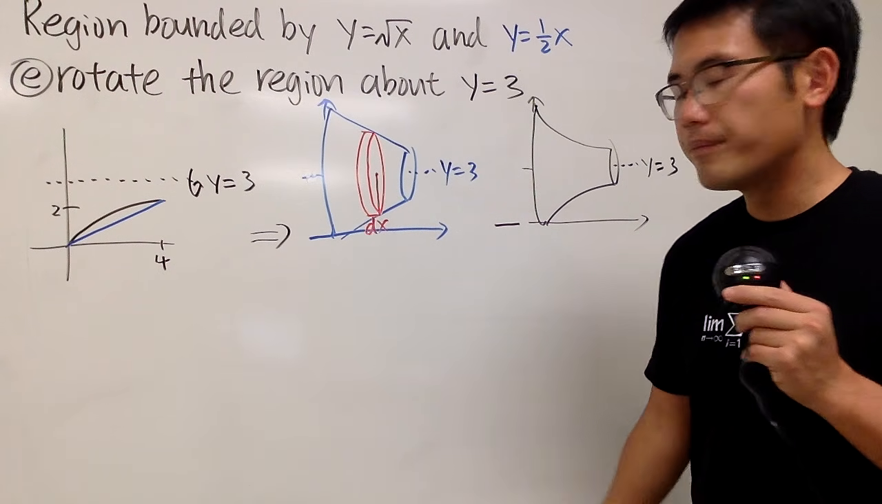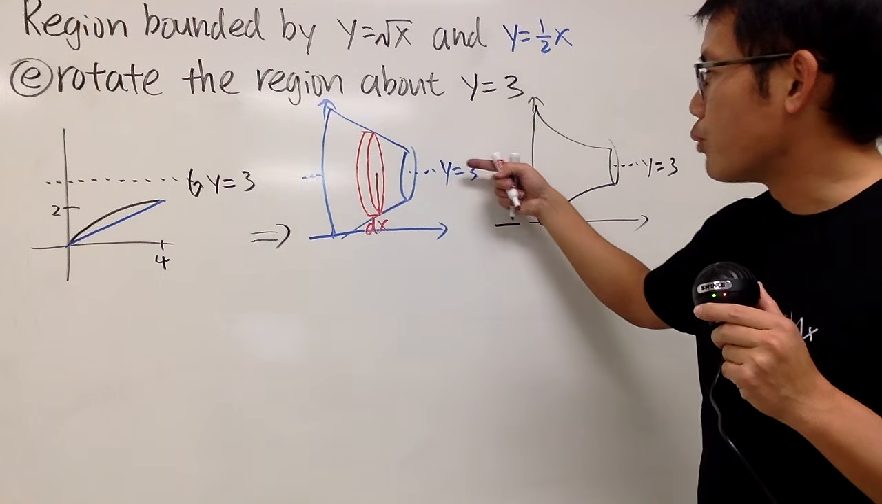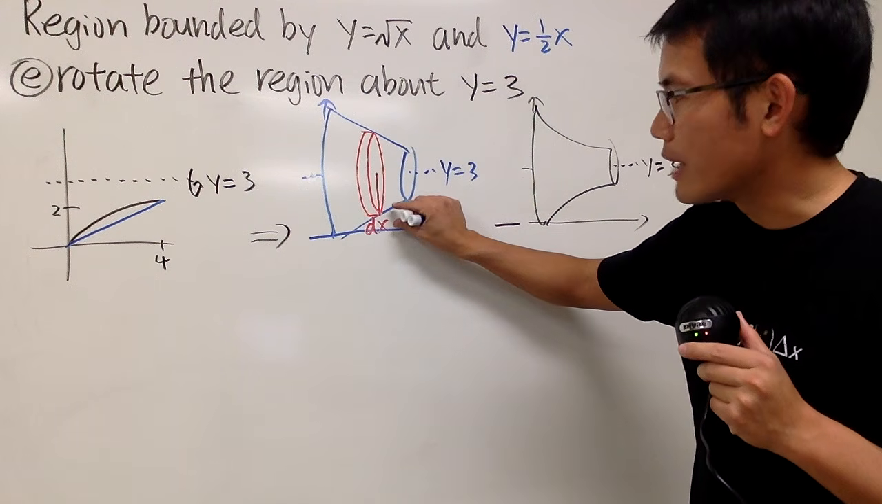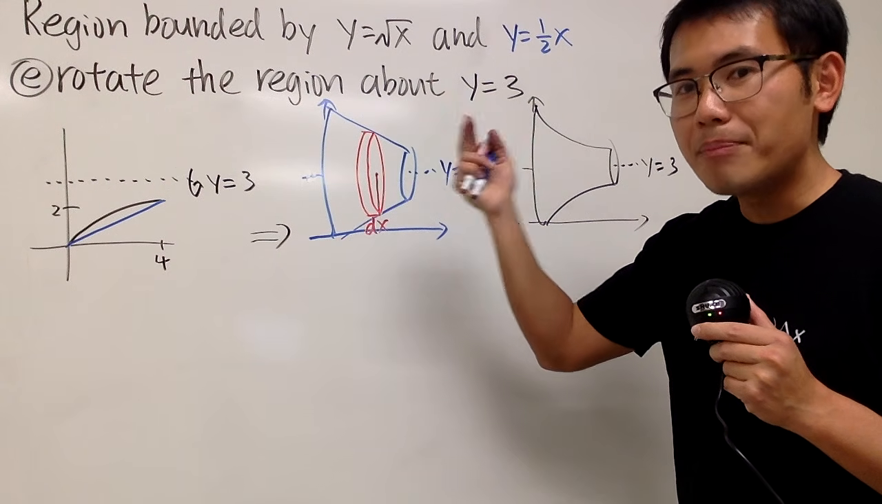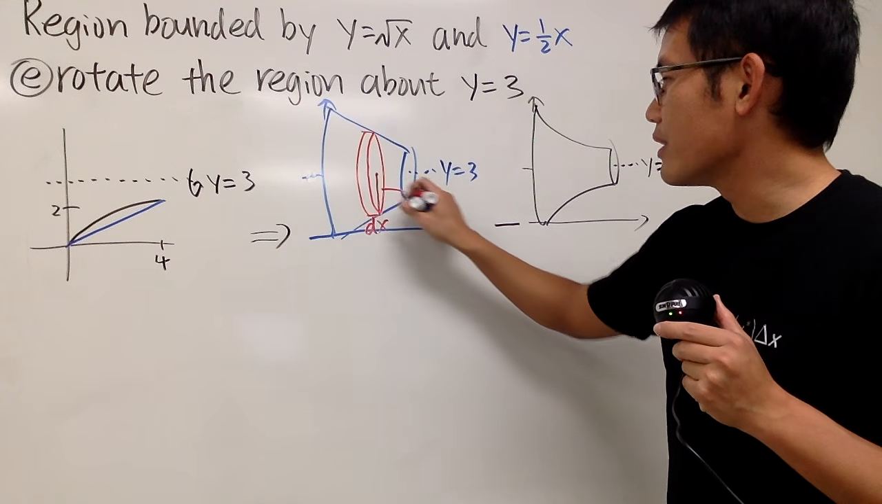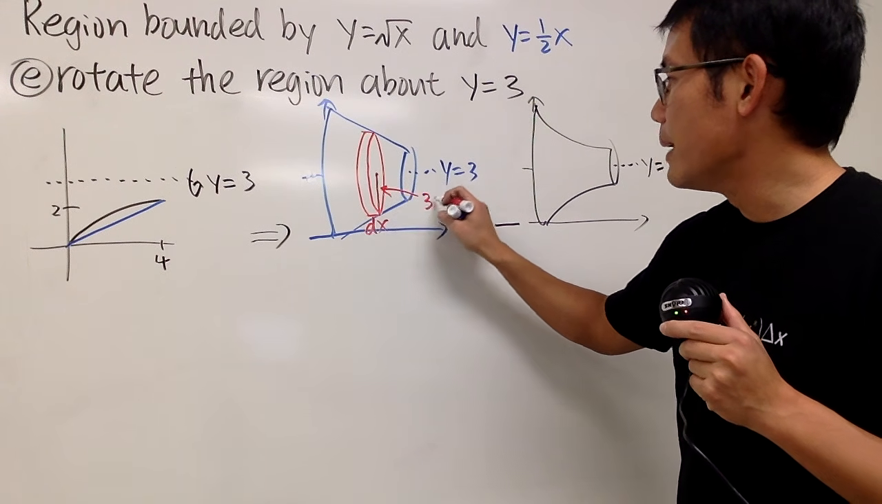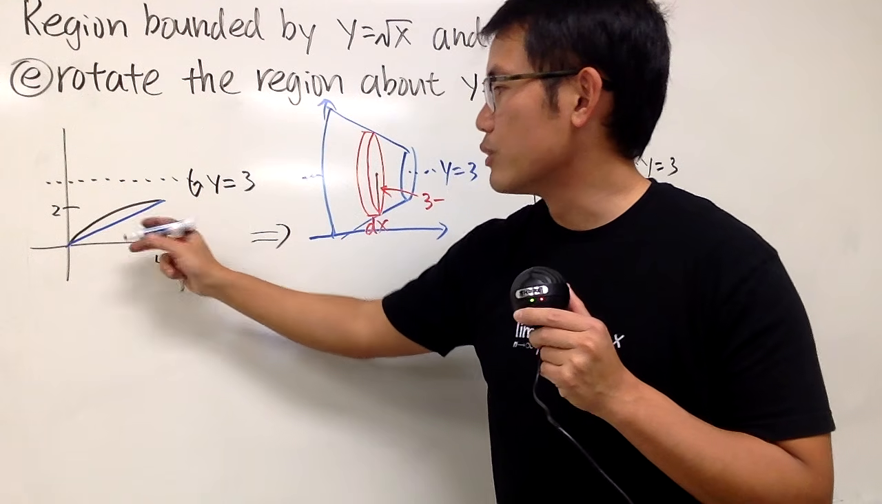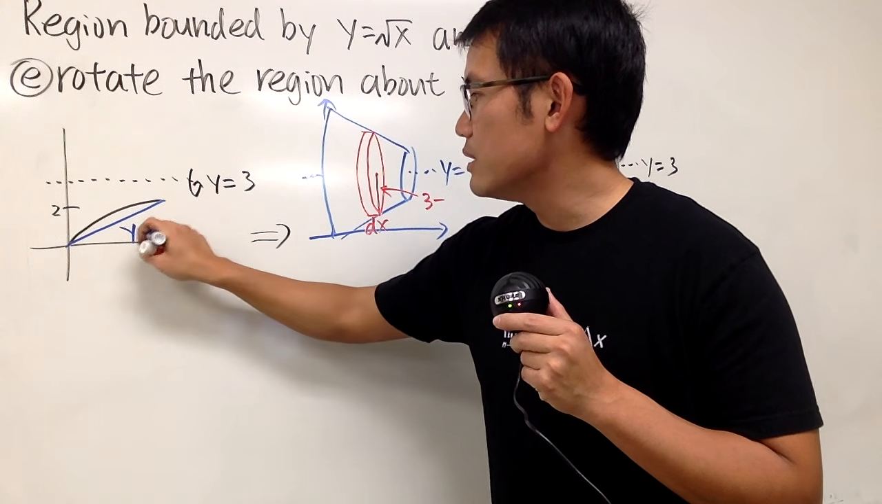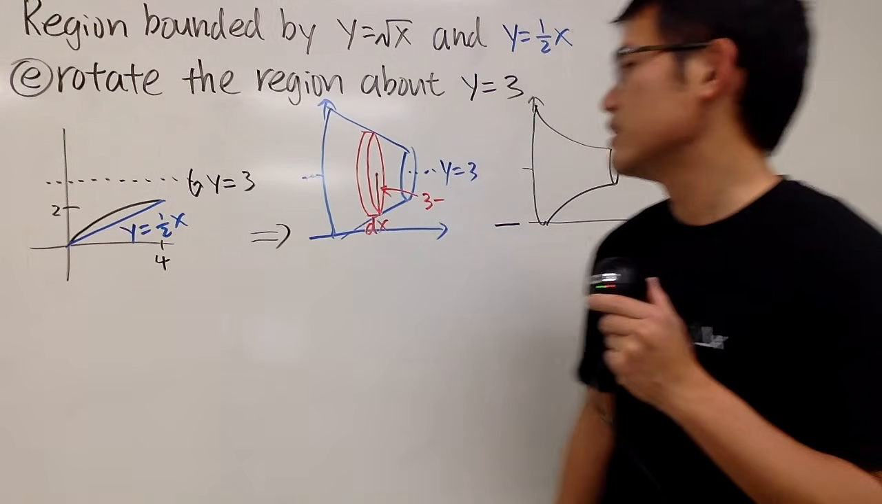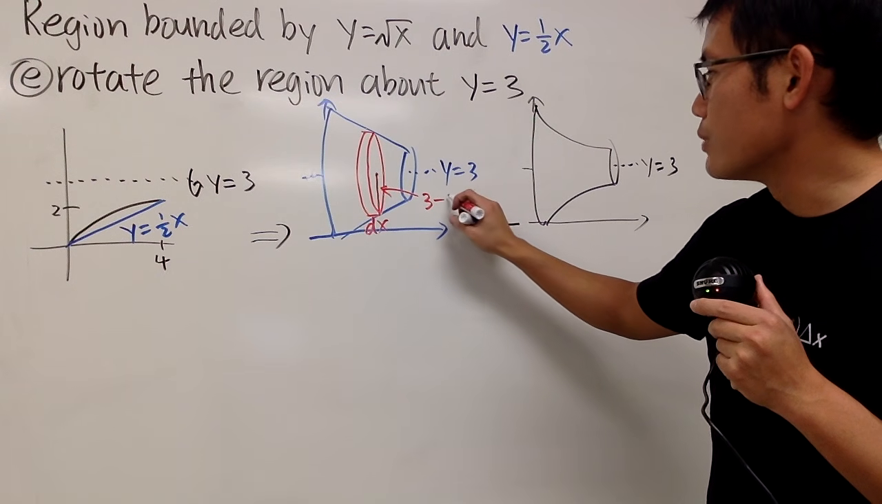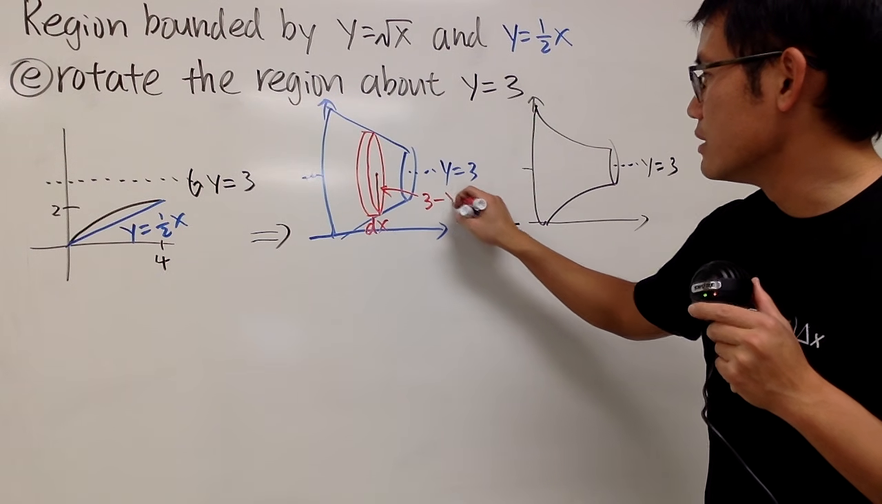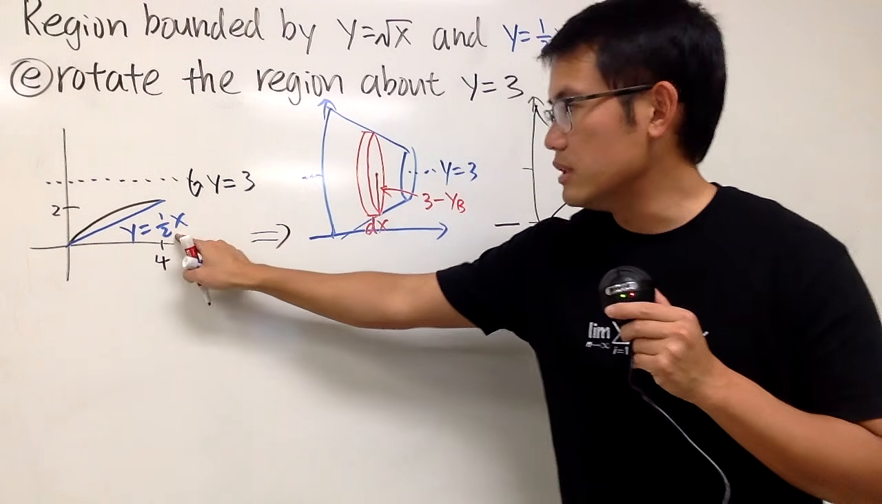What's the radius though? Well, you see, the top y is 3, and then we have the bottom y. So we have to do the top minus the bottom. So this right here, it's actually 3 minus the y on the bottom. And the y on the bottom, just look back here, y is equal to 1/2 x. So I'll just put down right here for you guys. This is the y on the bottom, which is actually this.